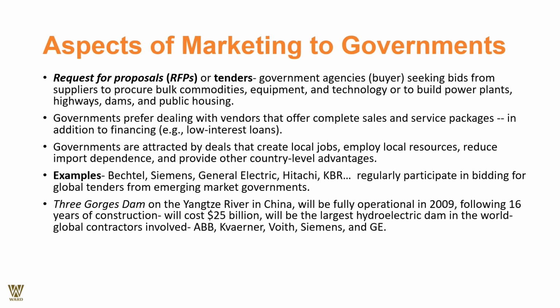Governments are attracted by deals that create local jobs in the market, employ local resources, utilize local practices, reduce import dependency, and provide the country with necessary advantages. Plentiful examples of this. We have Bechtel, Siemens, General Electric, Hitachi, you name it, who have regularly participated in bidding of the global tenders for emerging market governments. The Three Gorges Dam on the Yangtze River in China is fully operational right now, following 16 years of construction.